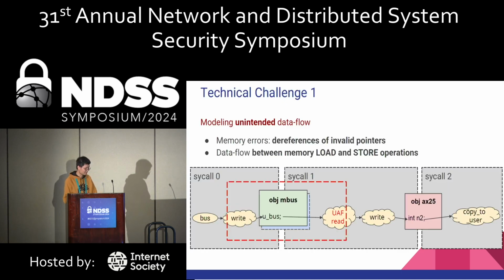There are three technical challenges in memory error-based Infoleak. First, we need to model an intended data flow. We observed that memory errors are essentially invalid pointer dereferences that occur at a load or store instruction. You can see in this motivating example, it occurs at the UAF read operation. So we want to connect the data flow between this operation and another read or write operation. And here we want to connect the UAF read operation with the write operation in system call 0.